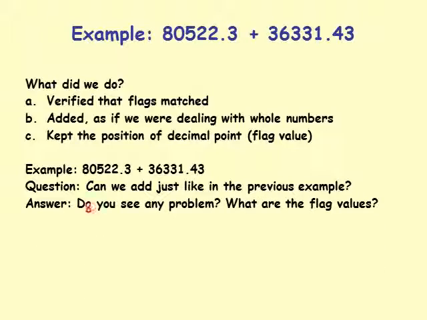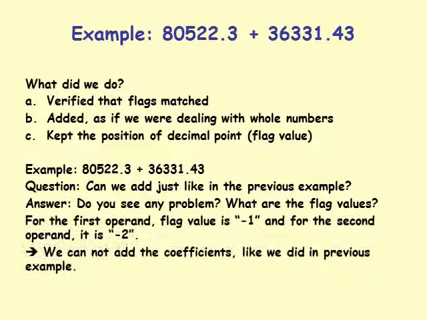Do we see any problem? What are the flag values? -1 for the first operand and -2 for the second operand. We cannot add the coefficients as we did in the previous example. So we have to make some adjustments. We cannot straightforwardly add these numbers together because the flags do not match. Let's continue here.